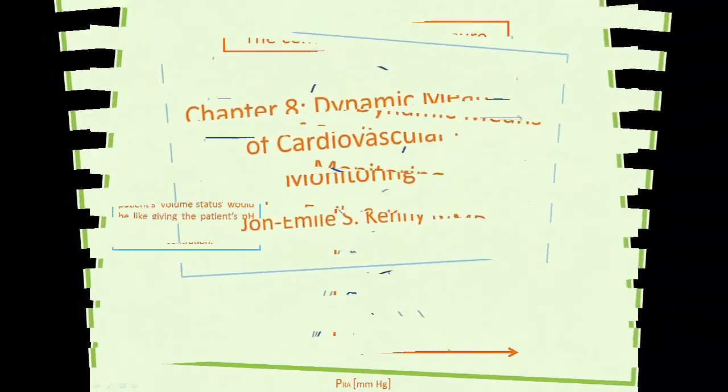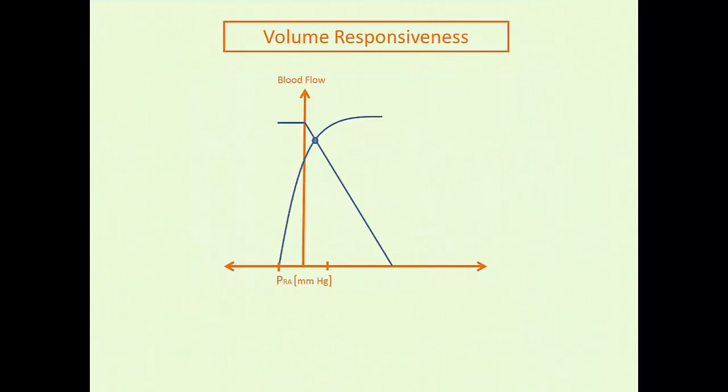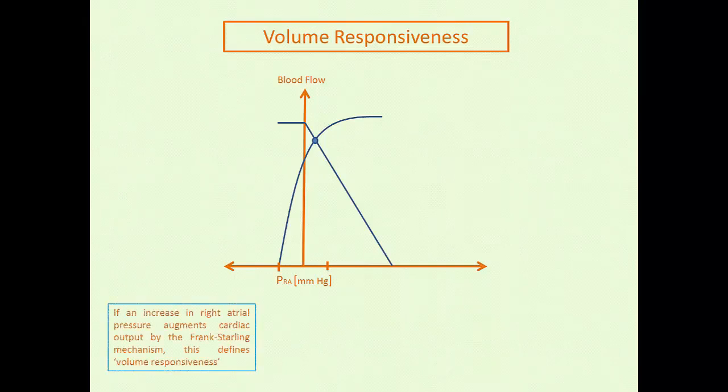Welcome to an overview of my final chapter, and that's chapter 8, or dynamic means of cardiovascular monitoring. So what we're trying to get at with dynamic means of cardiovascular monitoring is determining whether somebody is volume responsive. And what I want to talk about in this slide is the difference between volume responsive and volume status, which people seem to use interchangeably and inappropriately.